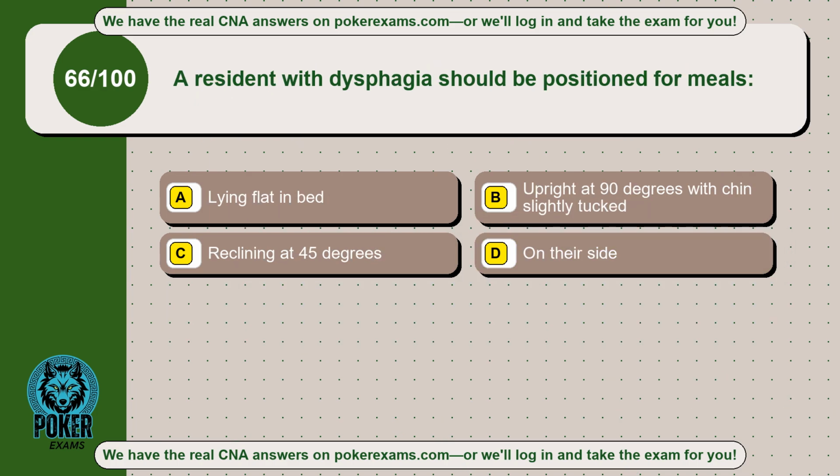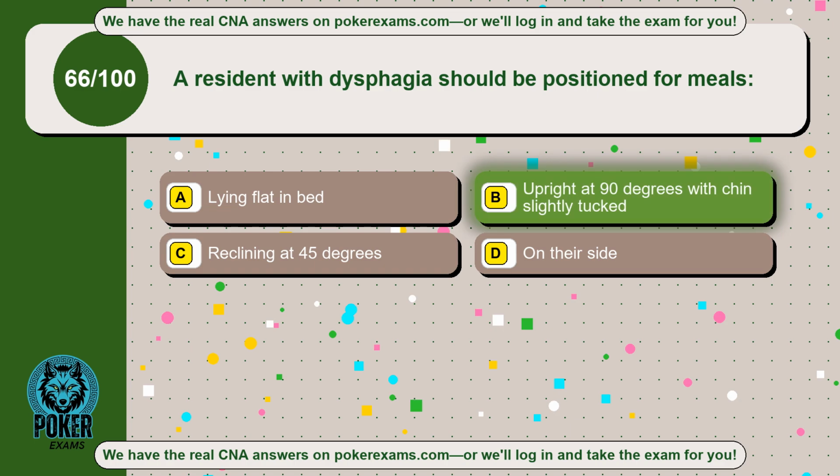Question 66. A resident with dysphagia should be positioned for meals. Option A. Lying flat in bed. Option B. Upright at 90 degrees with chin slightly tucked. Option C. Reclining at 45 degrees. Option D. On their side.